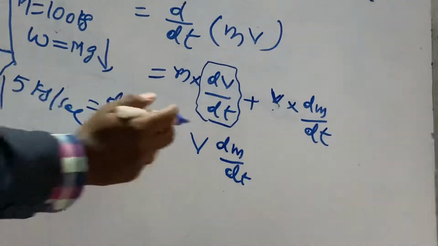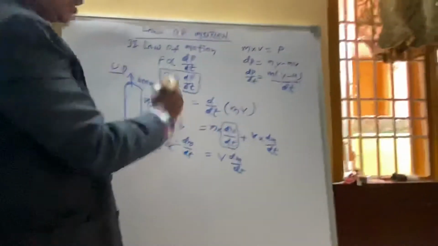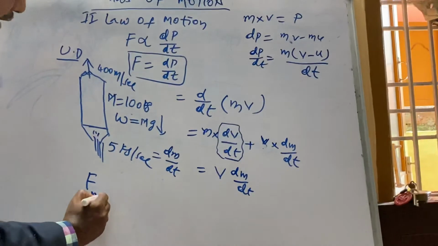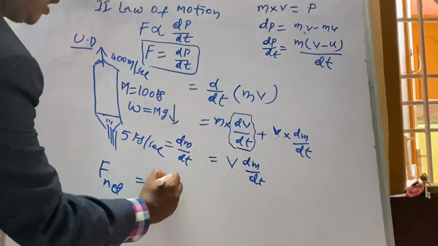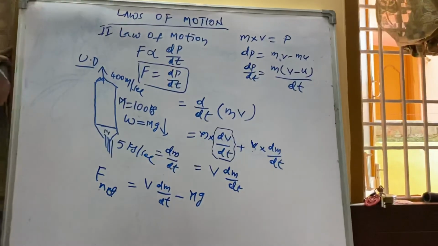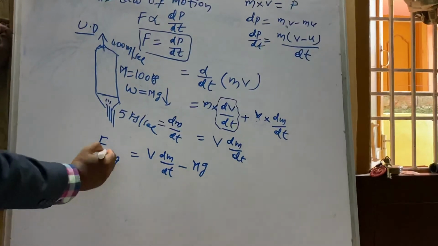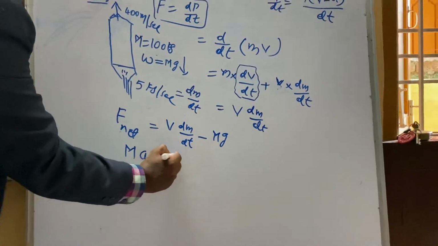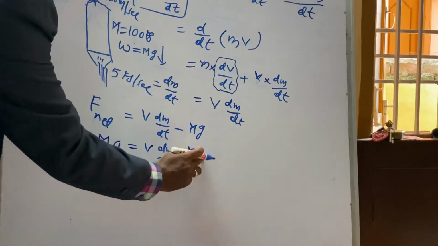This equation represents a force, but the net force must be calculated. The net force F acting on the rocket is the thrust v dm by dt minus the weight of the rocket, mg. So F net equals v dm by dt minus mg. From the fundamental definition, force equals m into a, so ma equals v dm by dt minus mg.